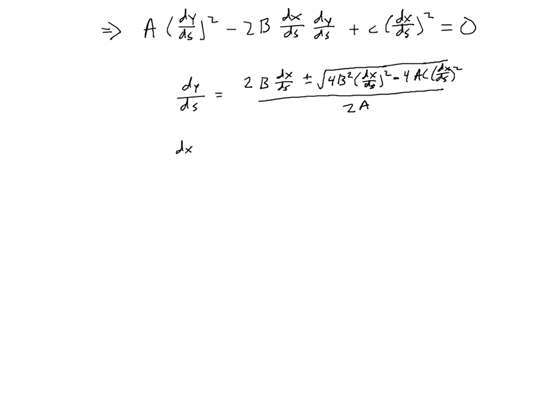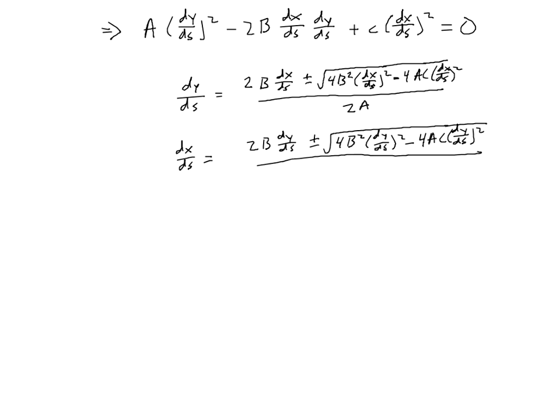And then dx/ds is equal to 2b dy/ds plus or minus the square root of 4b squared (dy/ds) squared minus 4ac (dy/ds) squared, divided by 2c. So it's basically flipping the equation around.